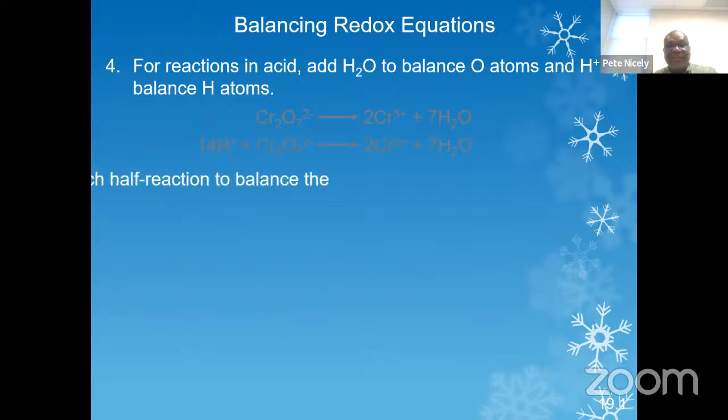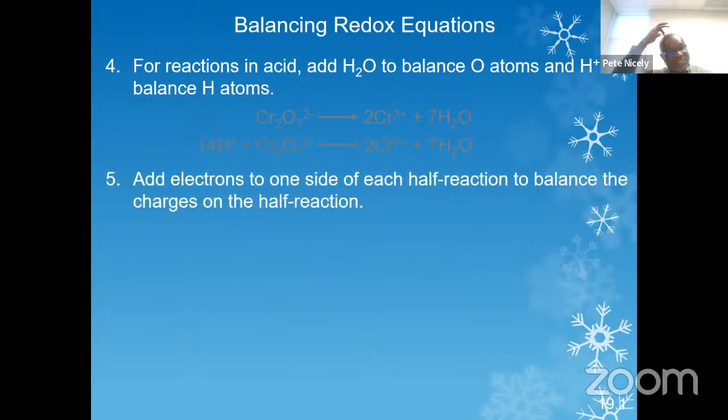So let me skip now to the 5th step. And this is where students tend to make errors. So let me go through this particular step slowly. Step 5 says you're going to add electrons to one side of each half equation to balance the charges on the half equation, all right? So basically what this step involves is the addition of electrons.